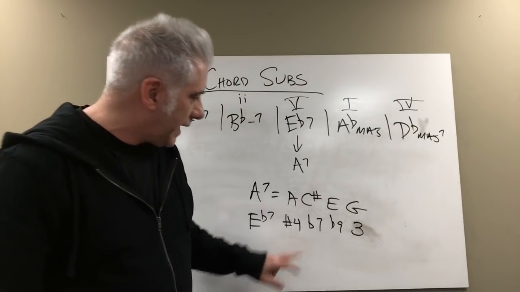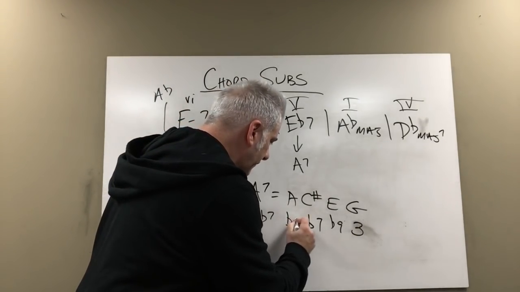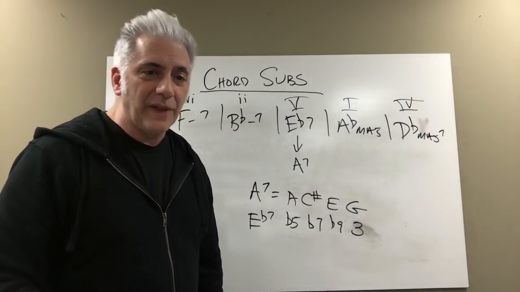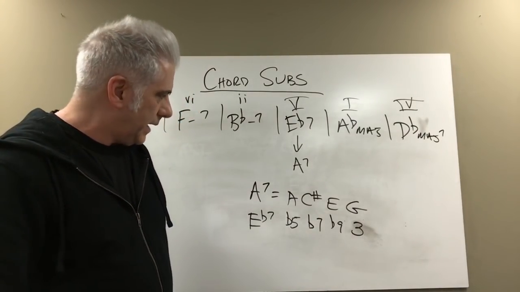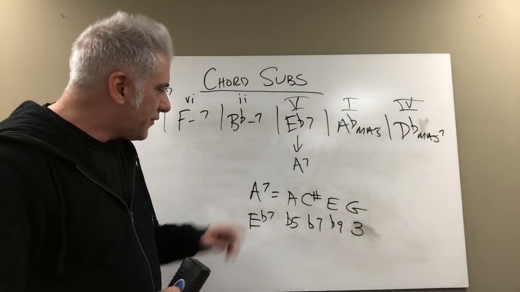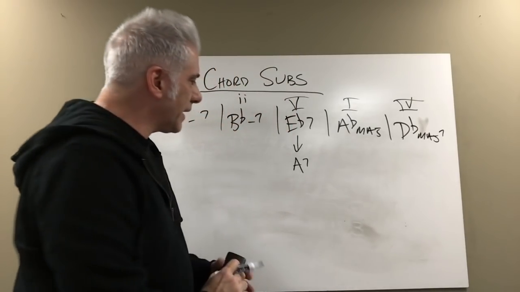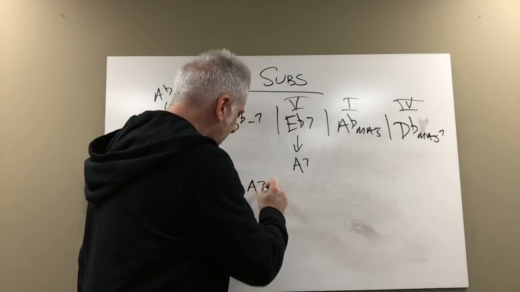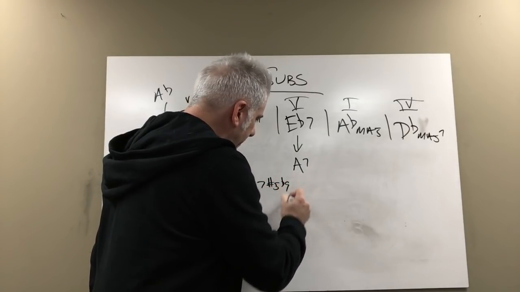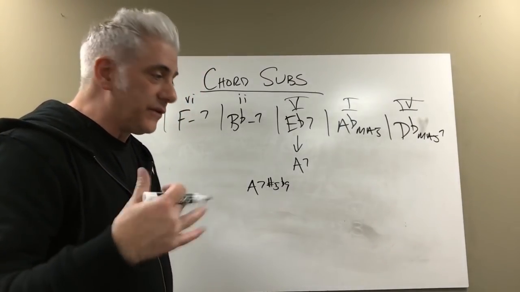It's basically an A7 flat 9 flat 5 sound, and I'll make this a flat 5 because it's easier to see this way. You can also substitute an A7 altered and do a different kind of substitution. A7 sharp 5 flat 9. This would be a mixed sharp 11 substitution, okay?